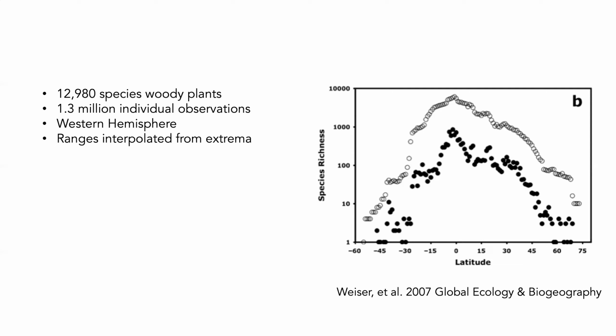So this work, I'm only mentioning these three examples so that we can think about how much time and effort went into creating these data sets. This data set includes 13,000 species of woody plants from more than 1.3 million individual observations. I collated these data basically by getting museum references and literature references that had geospatial locations on them. And then I interpolated the range extent of the woody plants to generate this latitudinal gradient in species diversity.